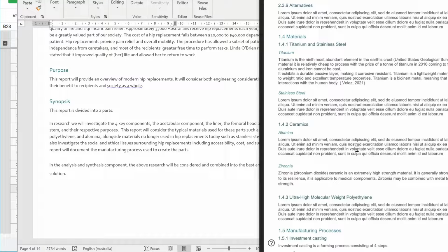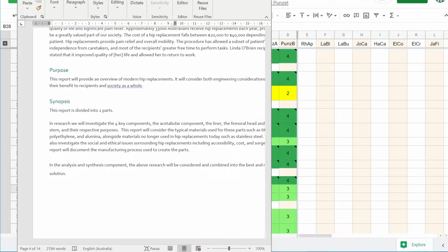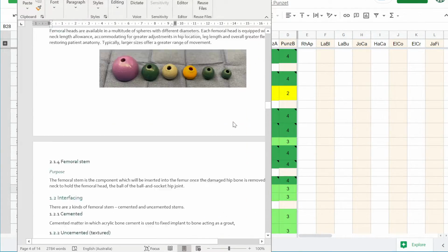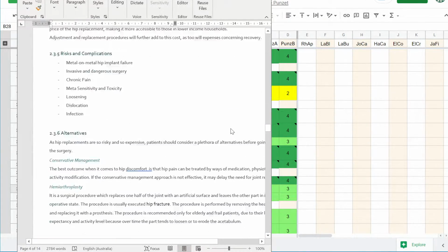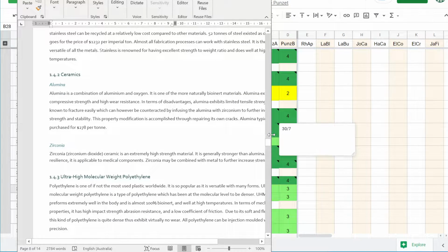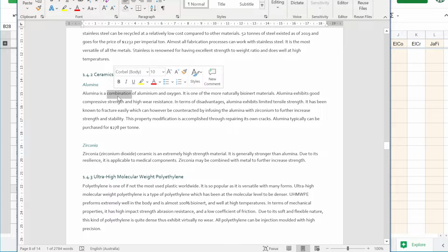So I've given you the work for zirconia, and for polymers we have here ultra high molecular weight polyethylene. Just to show you the actual text here, we talk about alumina. Alumina is a combination. I would say it's a compound of aluminium and oxygen, but you know what, that's okay. I'm using someone else's text.